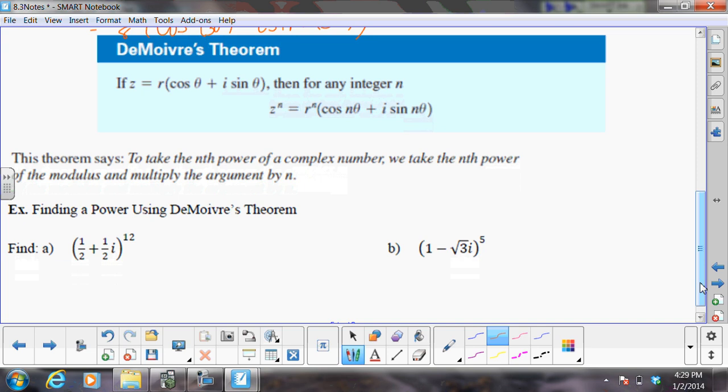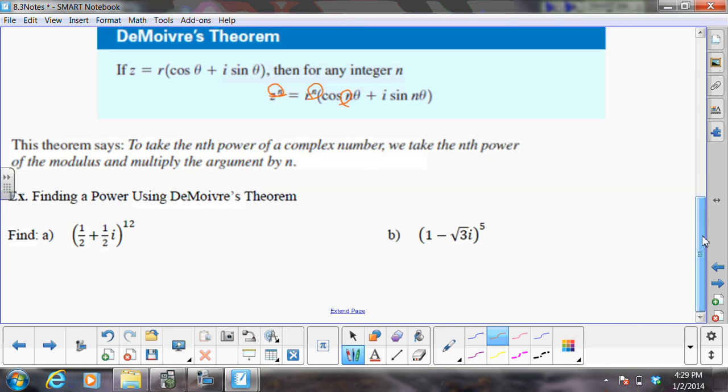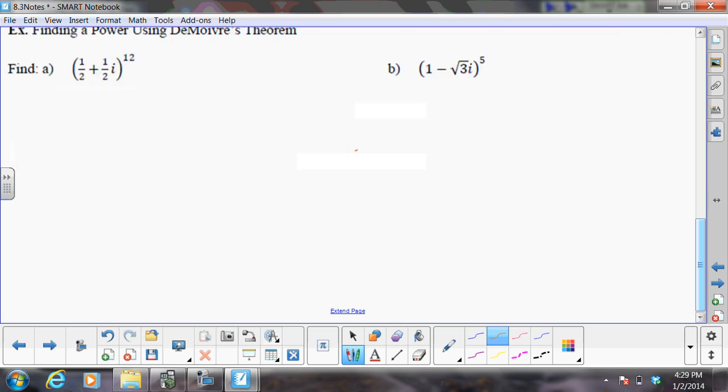DeMoivre's theorem is when we're taking our trig form to powers. So there's these powers here. So you take your r to a power and you take your theta and times it by whatever power you're asking it to. But of course it also means that you need it in trig form first. So we need to get this in trig form first.